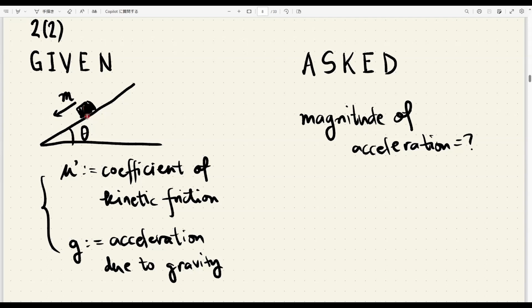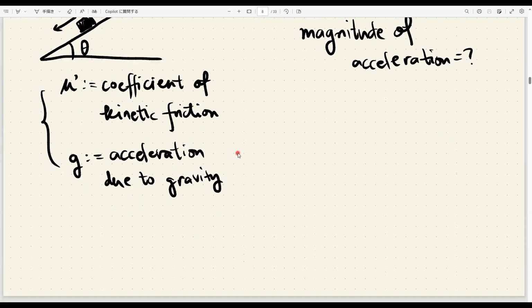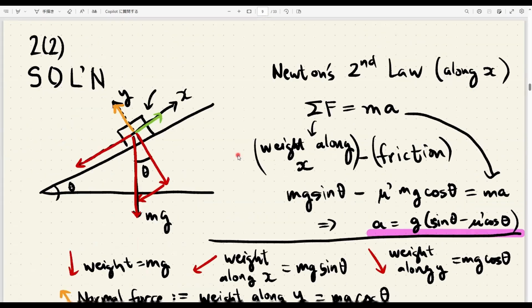Furthermore, we are told that this ramp here is not really frictionless. In fact, the coefficient of kinetic friction is mu prime. Then we are also told that the acceleration due to gravity will be denoted as g. Now we need to find the acceleration of this object. So let's just redraw the diagram with a few more things.